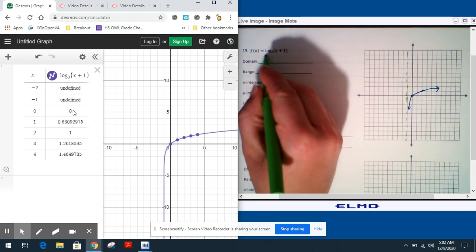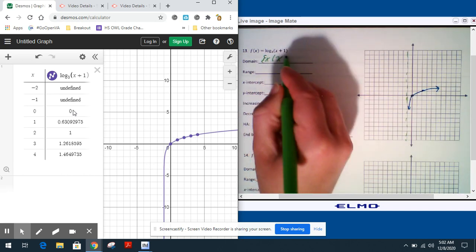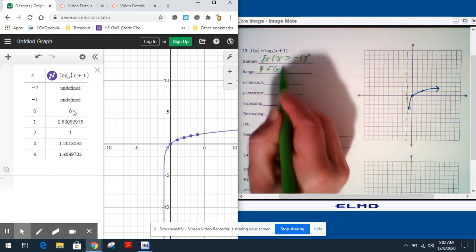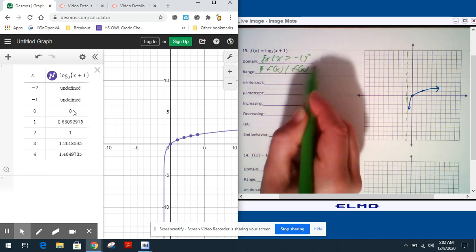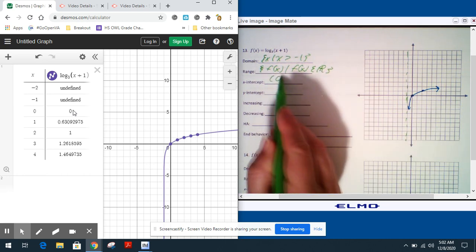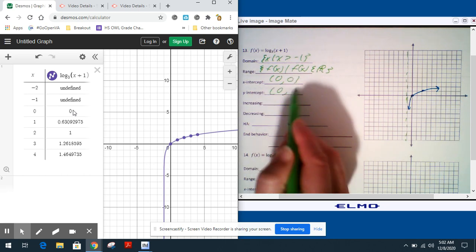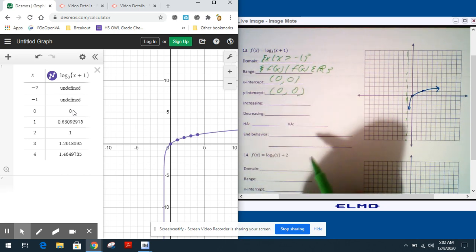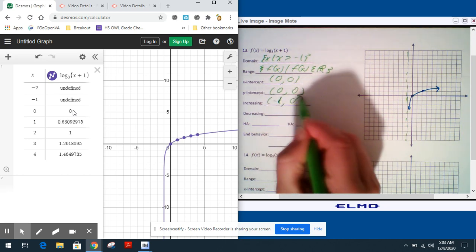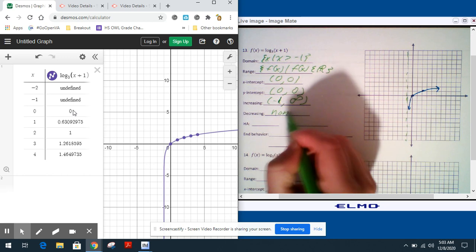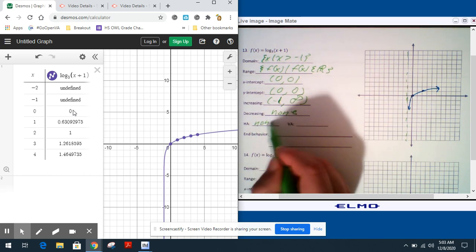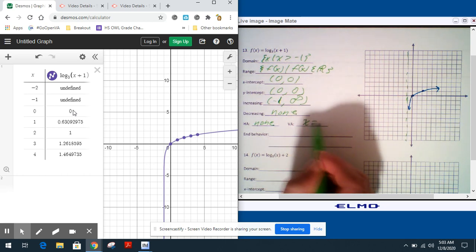So for my domain, x is going to be greater than negative 1. My range, I go down and up forever, so f of x is an element of all the real numbers. My x-intercept is (0, 0) here, and that's also my y-intercept. The increasing, I'm starting super close to negative 1, and I'm continuing forever, and I don't have a decrease. Horizontal asymptote, we don't have any. Our vertical is x equals negative 1.